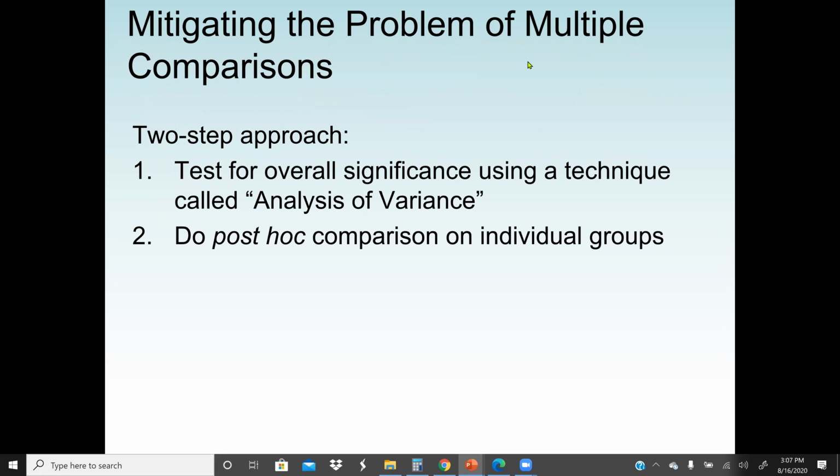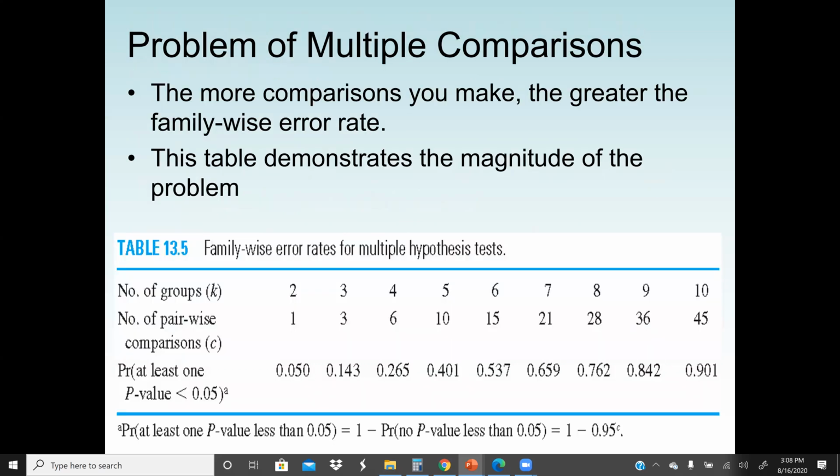To mitigate the problem of multiple comparison, we use what we call the two-step approach. We're going to test for the overall significance using a technique called the Analysis of Variance. So this is where ANOVA comes in. We always say that when we have to compare more than 2 groups, at least 3 or more, instead of using the t-test because of the family-wise problem, we may use ANOVA. ANOVA can solve the problem, since the family-wise error rate is high when the number of comparisons is very high.